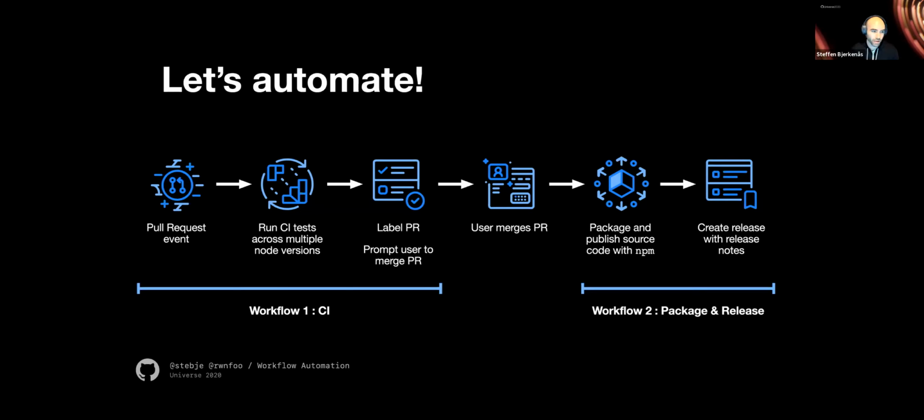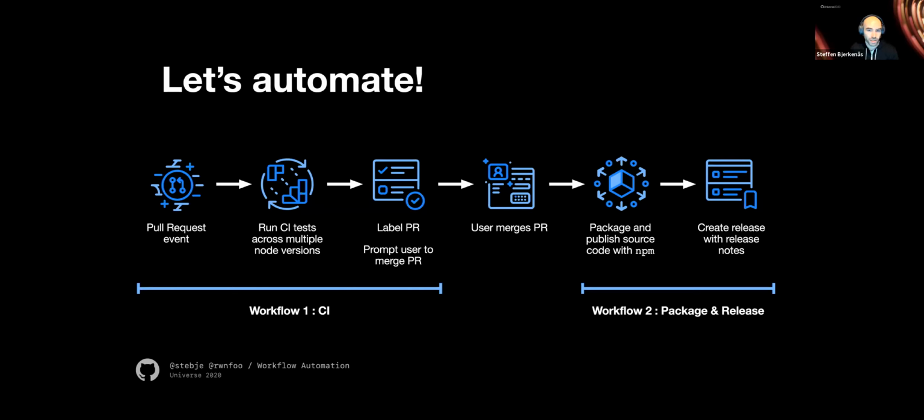The first step is that we're going to define a workflow called continuous integration, or CI for short, which listens to a pull request. On that event, it's going to run some CI tests across multiple node versions. Rowena mentioned you can use build matrices in your workflow file, so that is what we're going to do. It's also going to auto label your pull request, and give some commenting, some output to the user as well. Like, hey, maybe you want to merge this pull request.